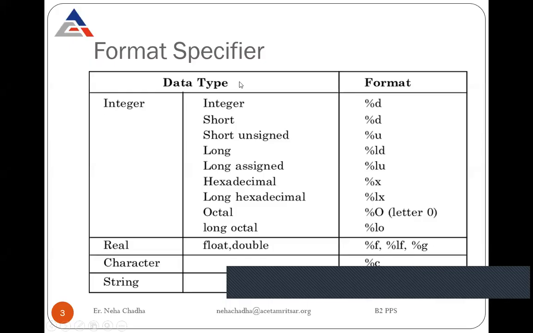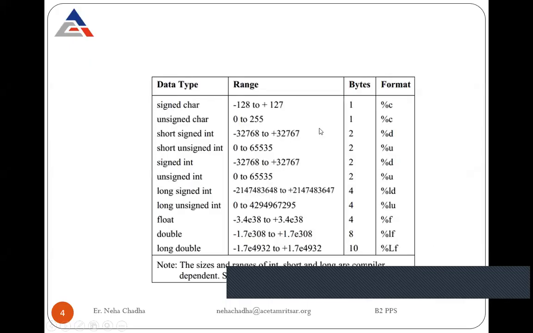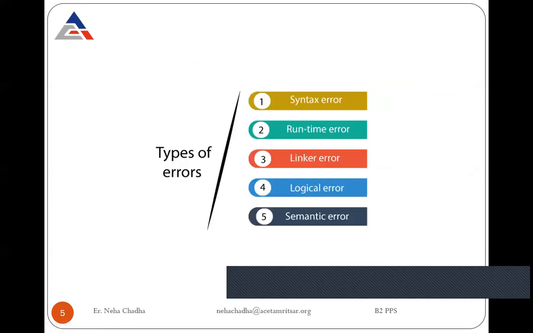Here we have discussed format specifiers, then the range. How can you find out the range? The byte size is there. You can go over the compiler and try to find out the different types of ranges. Then comes the types of errors. We have 5 types of errors in our program. First is called the syntax error. I will share this.